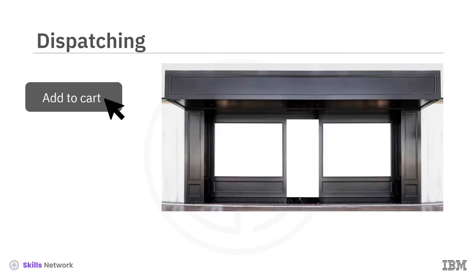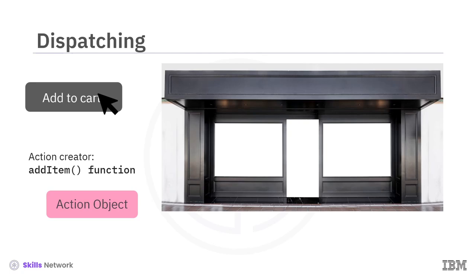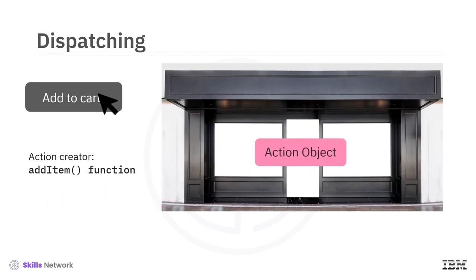When the user selects Add to Cart, it starts an action creator function. Let's say you name the function addItem. The addItem function is an action creator. It creates and returns an action object. Your component sends that action object to the store using a dispatch function. This entire process is called dispatching an action.